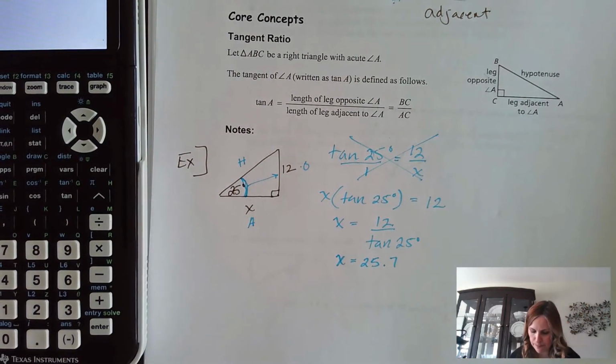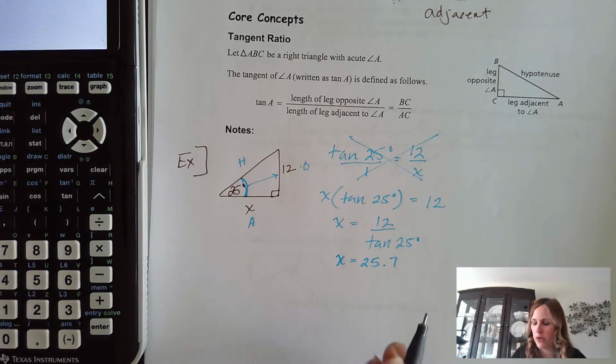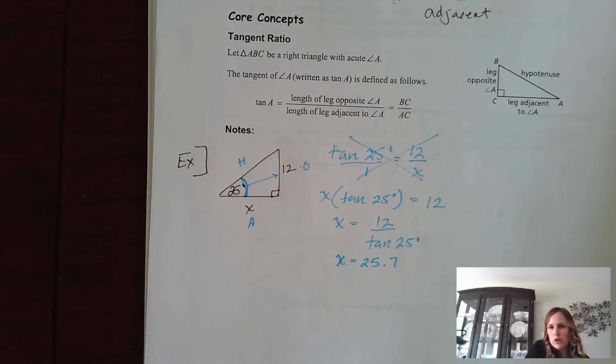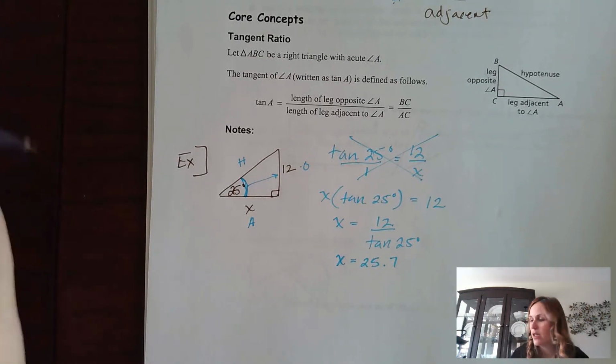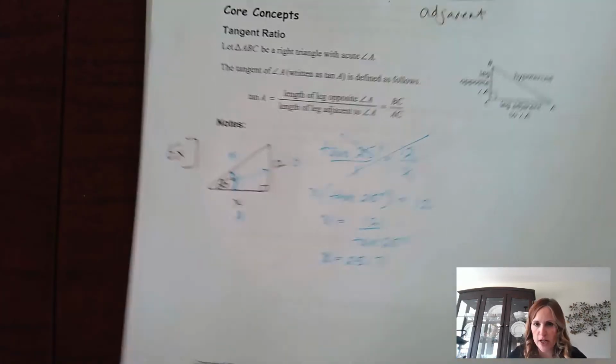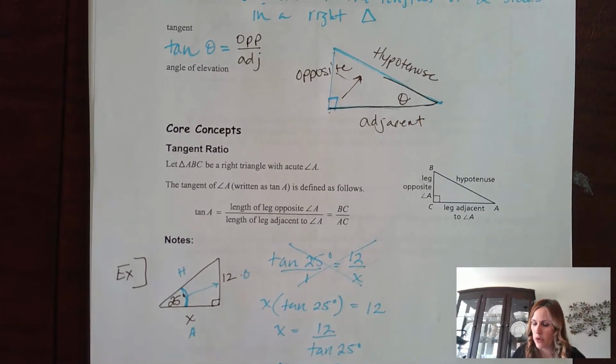25.7, we'll say. And what we're asked to do here, and why we're learning these ratios, is that the trig ratios are all different ratios that deal with different kinds of relationships in a right triangle. Today we're just focusing on tangent, but we're also going to focus on sine and cosine tomorrow and another day.